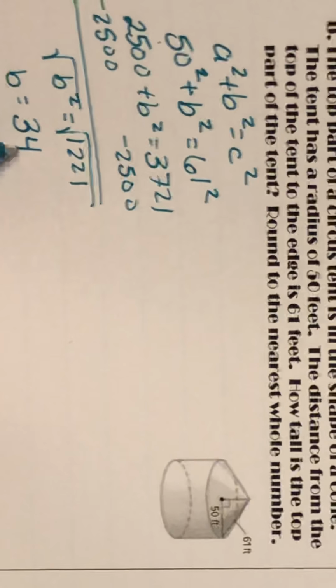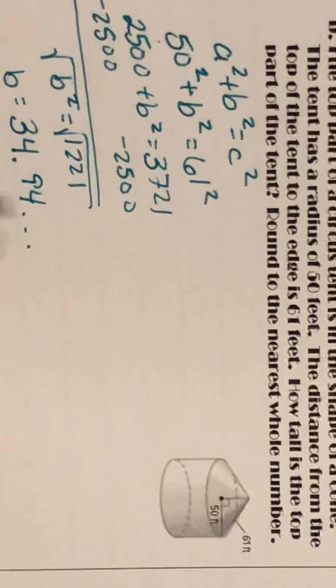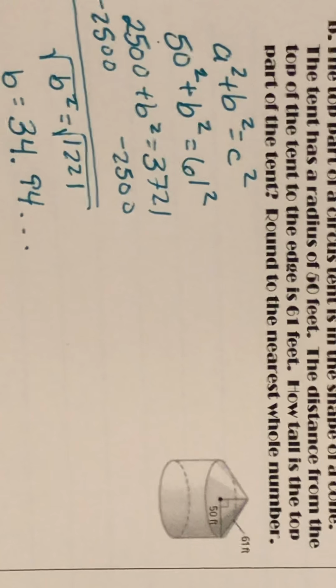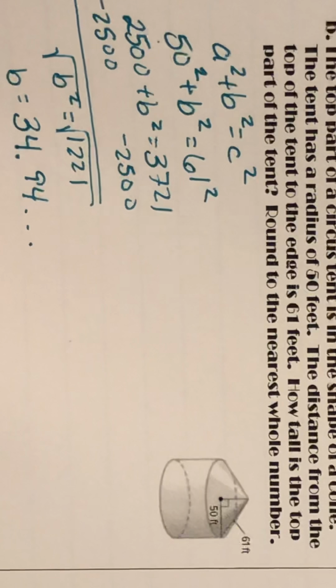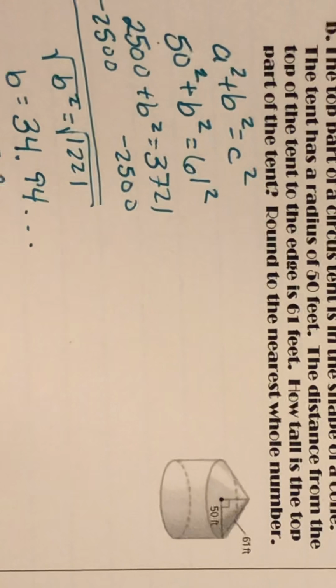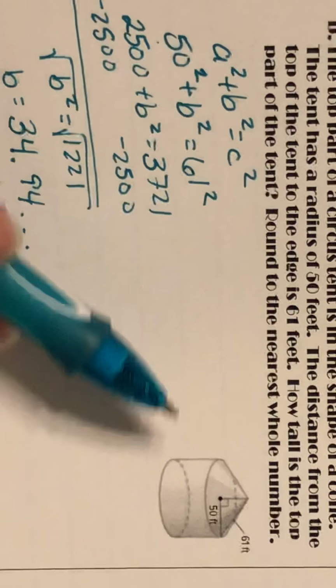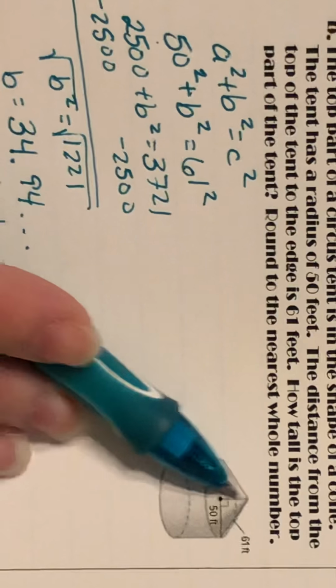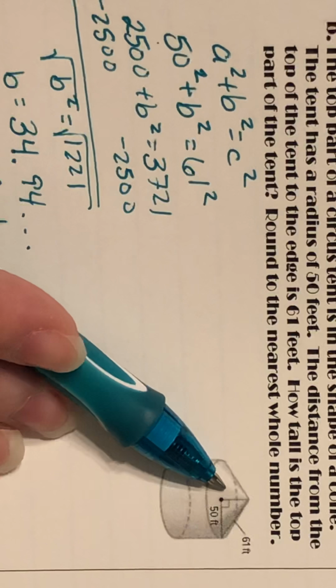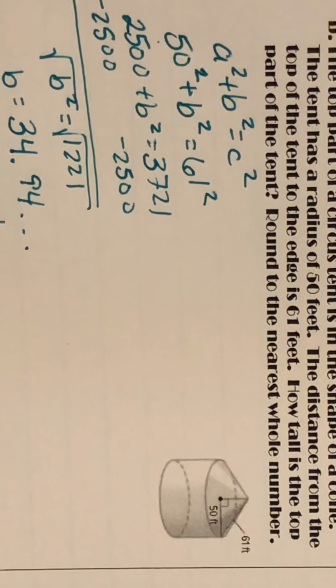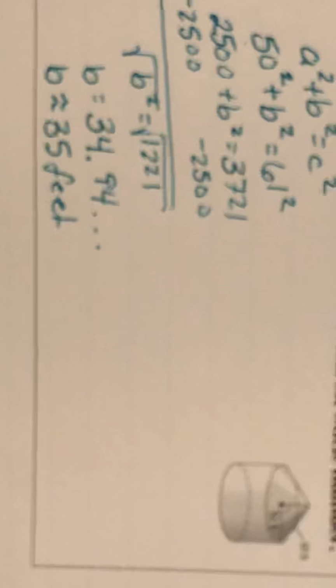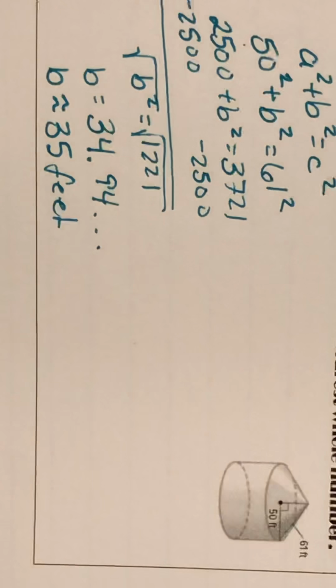So I get 34.94. It keeps going. And I'm rounding to the nearest whole number. So B is approximately 35 feet. So this tells me that the top of the tent is 35 feet tall. And that is the end of lesson 6.